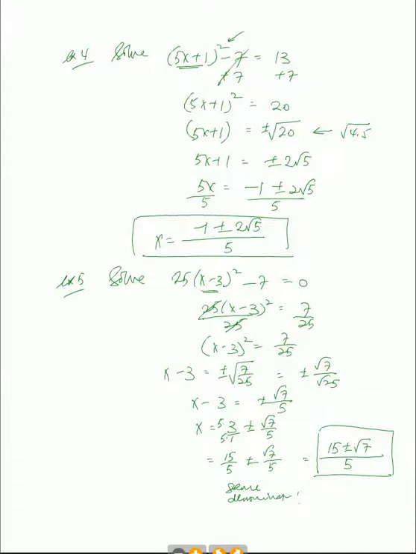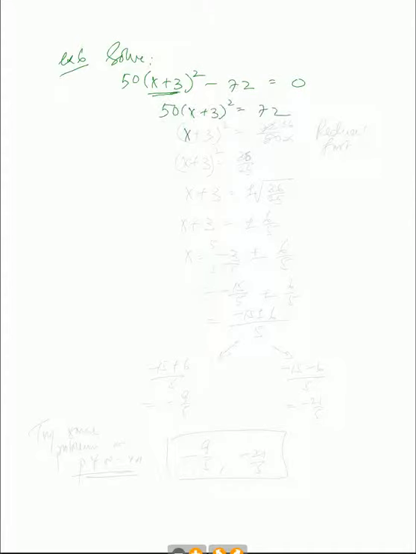Okay, let's see one last example, and then after that you have to practice. So let's call this example 6. Can you solve 50x plus 3 all squared minus 72 equals 0? Remember, keep that alone. The term with the perfect square has to be isolated. So 50 times (x plus 3) squared equals 72. And then (x plus 3) all squared is 72 over 50.